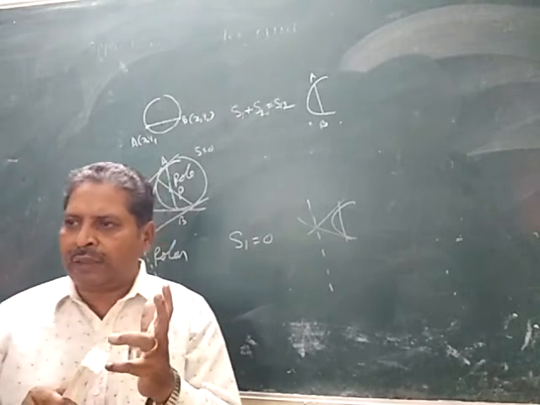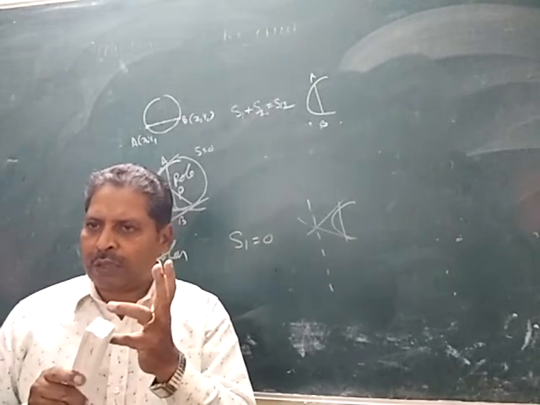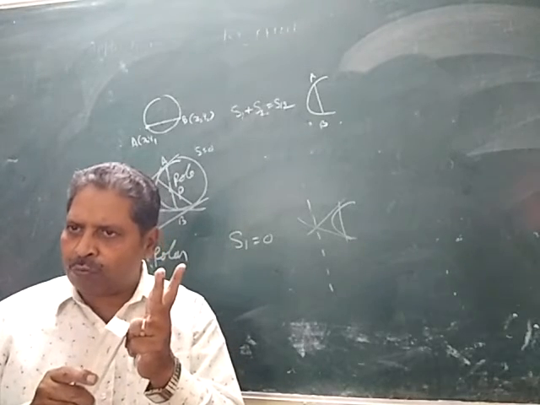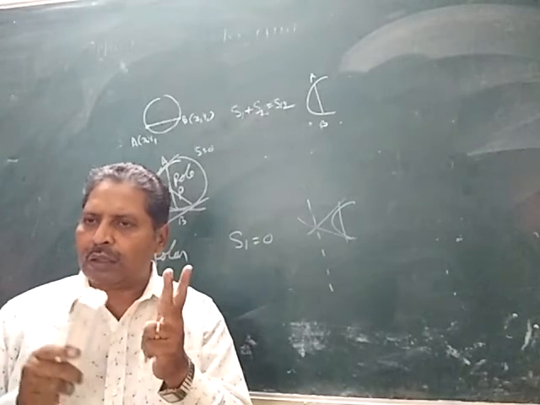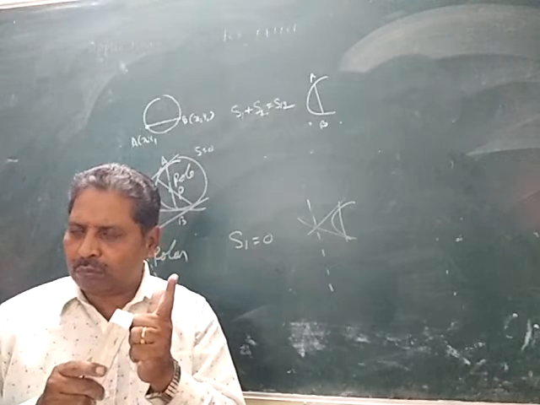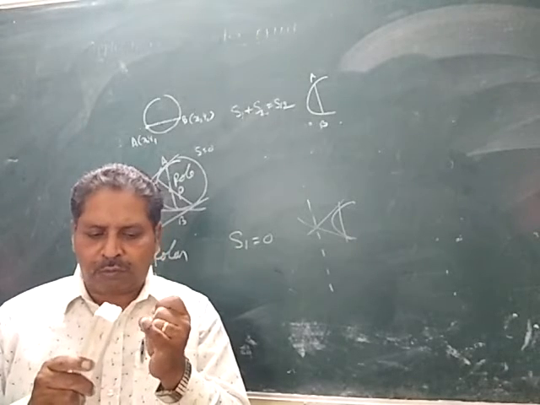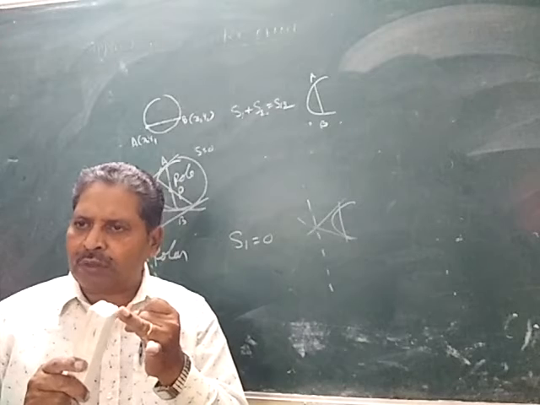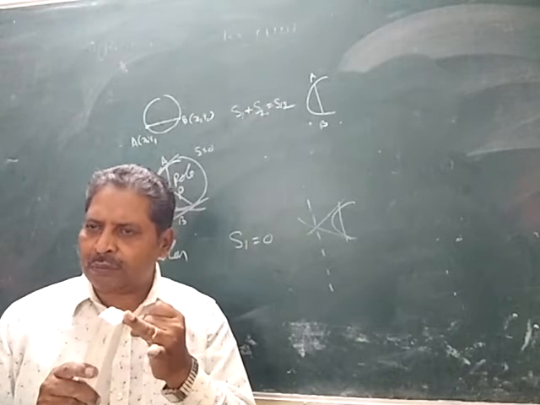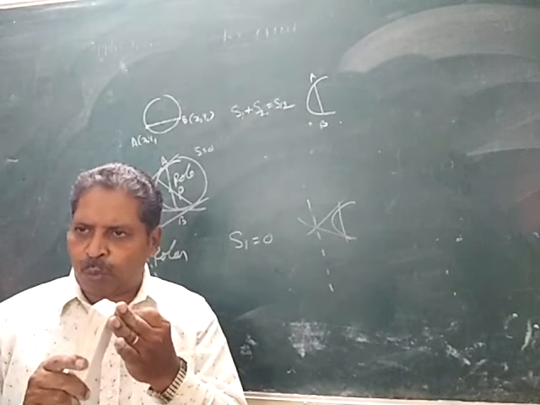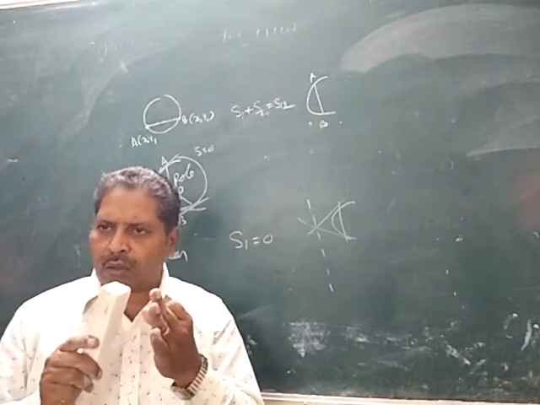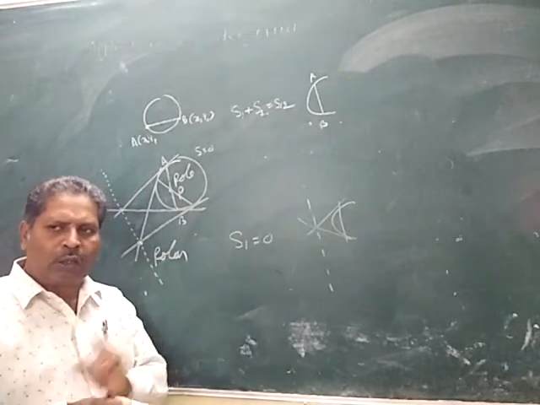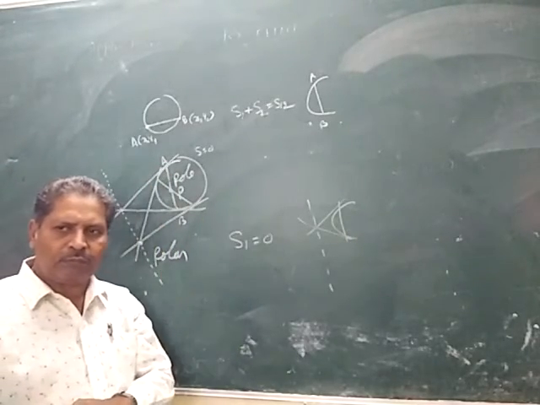Equation of the tangent, equation of the chord of contact, equation of the polar, all are equal to S1 equal to 0 in all four chapters.